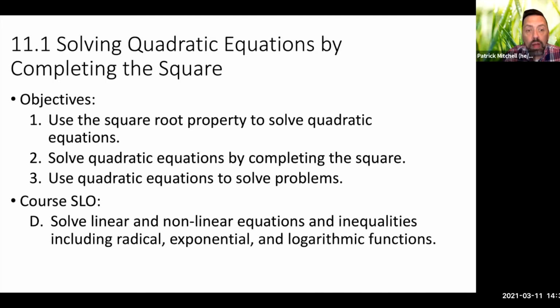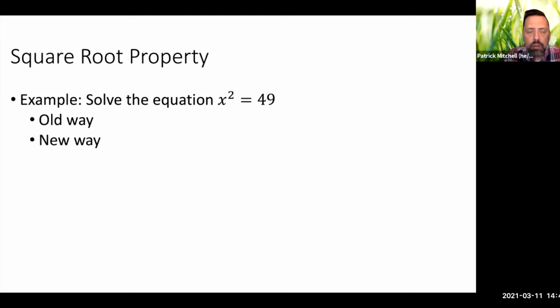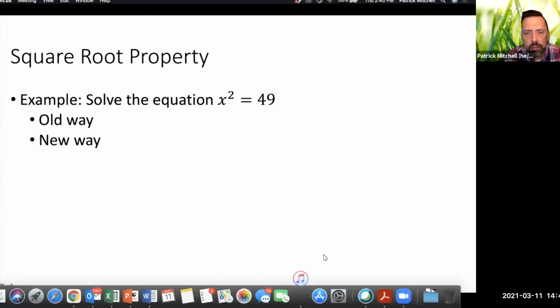And now we're working on SLOD, which is solve linear and nonlinear equations and inequalities, including radical, exponential, and logarithmic functions. All right, so the square root property can be used to solve an equation like this, x squared equals 49. So let's go over how we would have solved this equation in chapter 6, and how we will solve it now. So going over to the tablet.